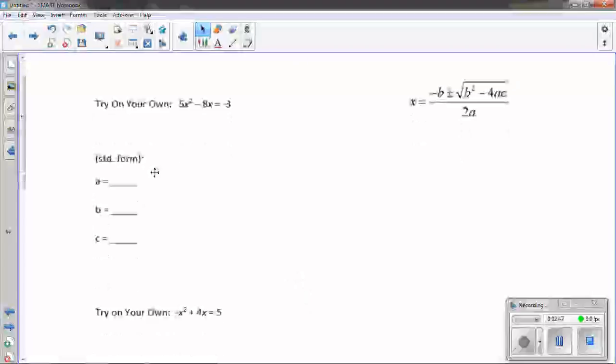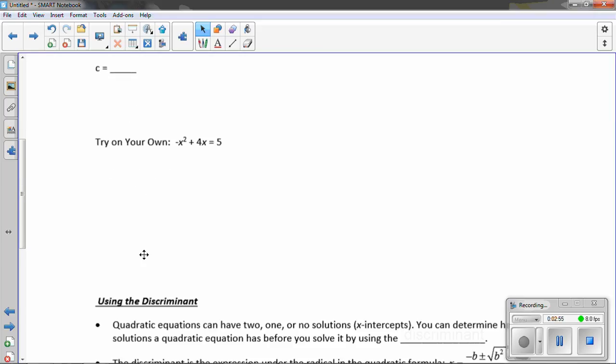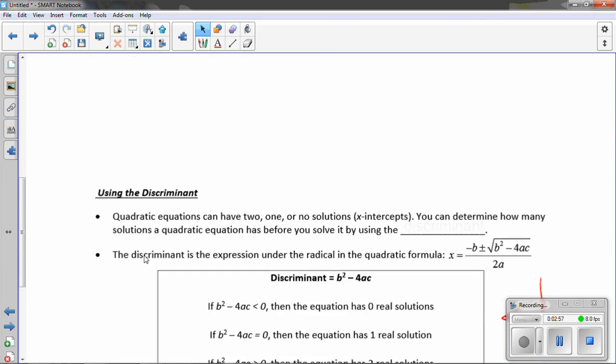So you guys are going to try 2 on your own. The first one I set up for you, like I want you to fill in standard form, A, B, and C and all that stuff. Second one, I didn't, because you have to be able to do that on your own. Okay? So try that on your own.